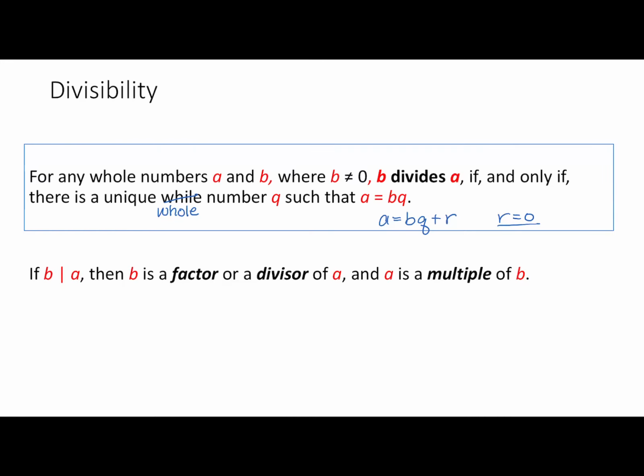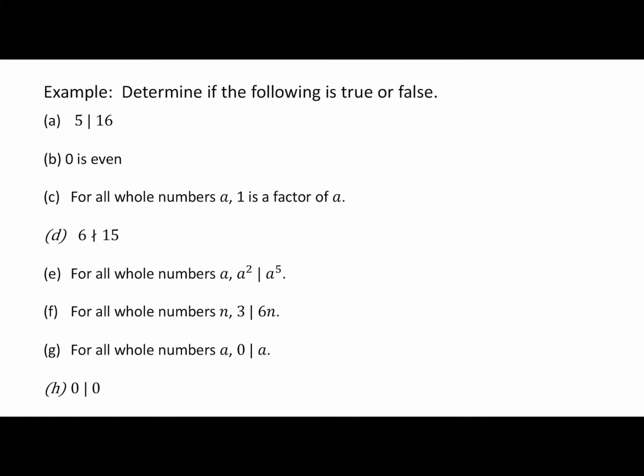If B divides A, then B is called a factor or a divisor of A, and A is a multiple of B. So we saw that 3 divides 18. So we say that 3 is a factor or divisor of 18, and A, 18, is a multiple of B. You need to be fluent in this vocabulary.